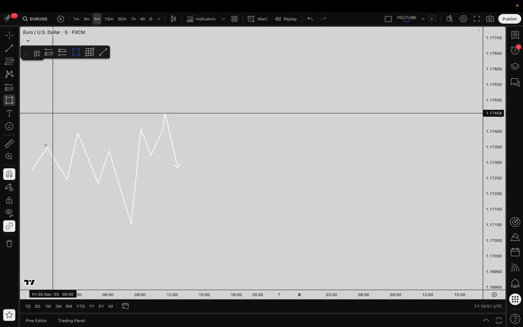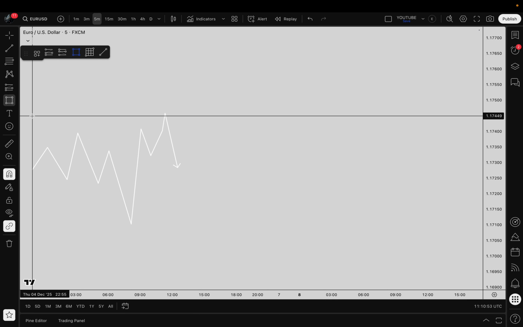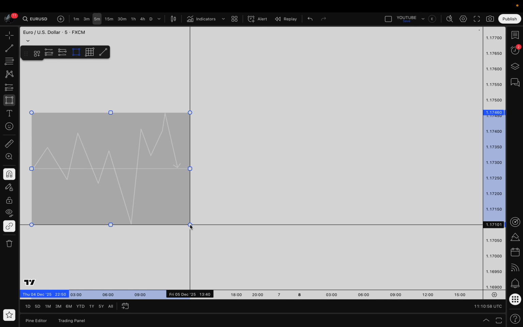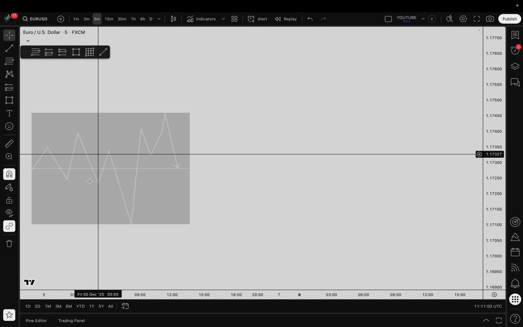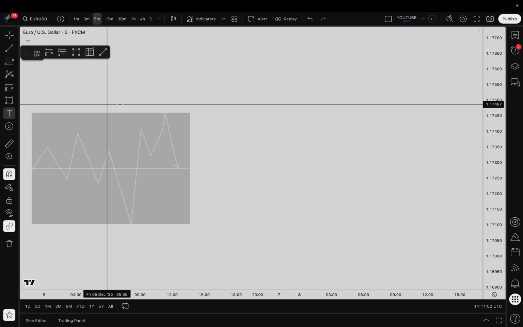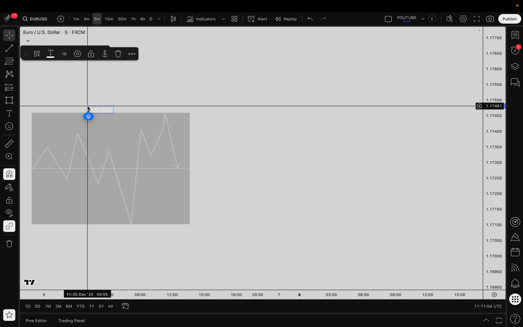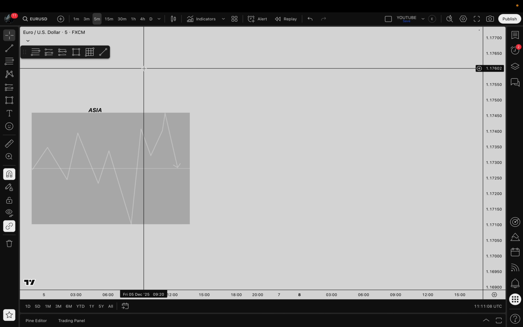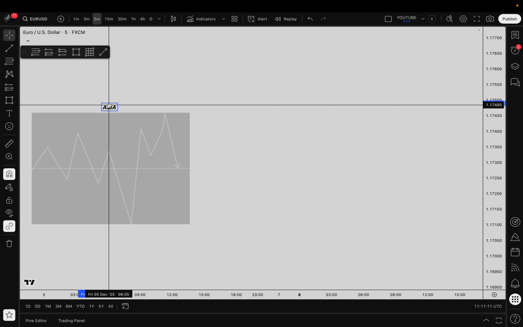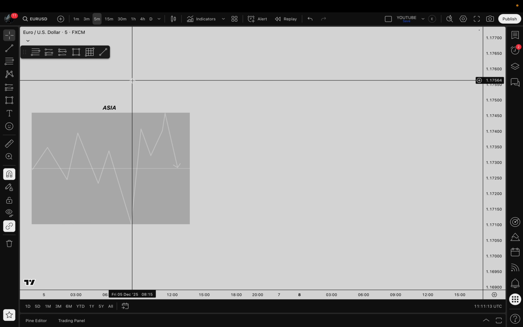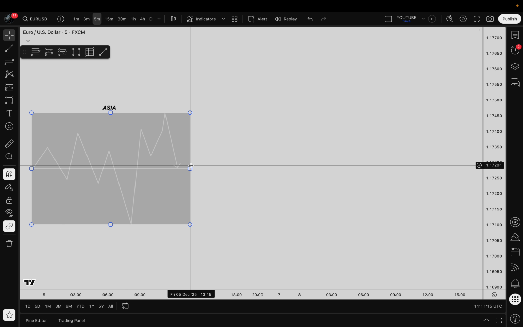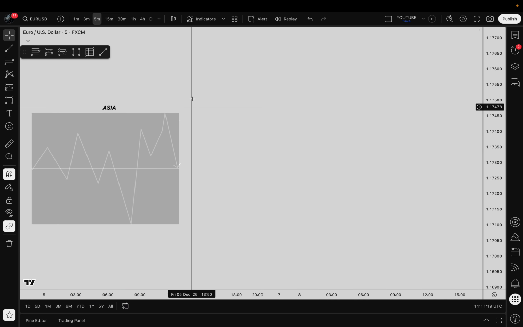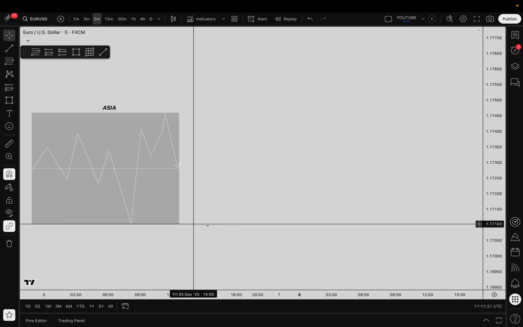So if I mark out my box here, we've got the lows and the highs of Asia session here, okay? So if we just get some text and put here Asia, okay, we'll change that to black so you can see it. So that's our levels for Asia session. Consolidation, perfect. So now what we're looking to do is wait for either the highs of Asia or the lows of Asia to be swept.